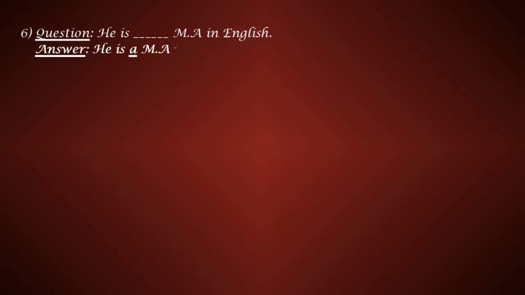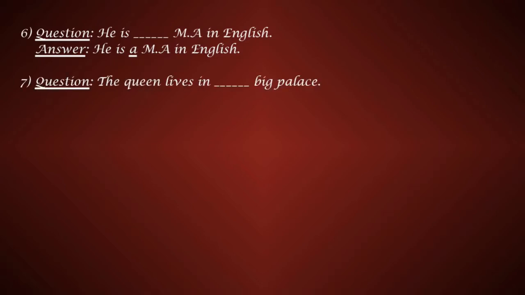Number 6. He is Dash MA in English. The answer is he is a MA in English. Number 7. The Queen lives in Dash big palace. The answer is the Queen lives in a big palace.